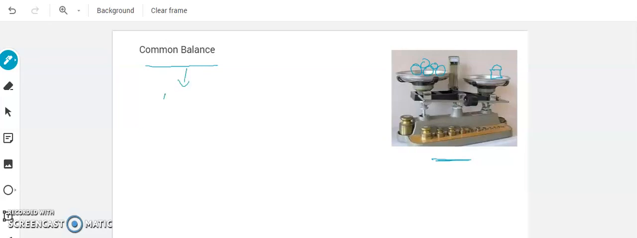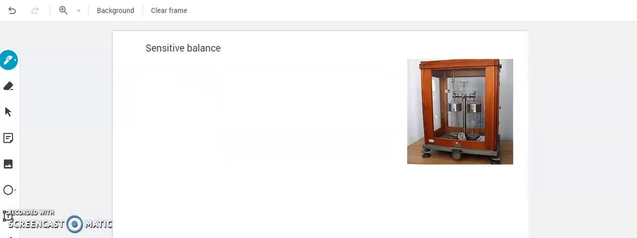So the common balance is used for measuring these masses. It's used for measuring large masses. Like what? Fruits, vegetables, heavy objects generally. Next tool is used for small masses and light masses. This one, the sensitive balance. We use it to measure gold, silver, chemicals in our lab.